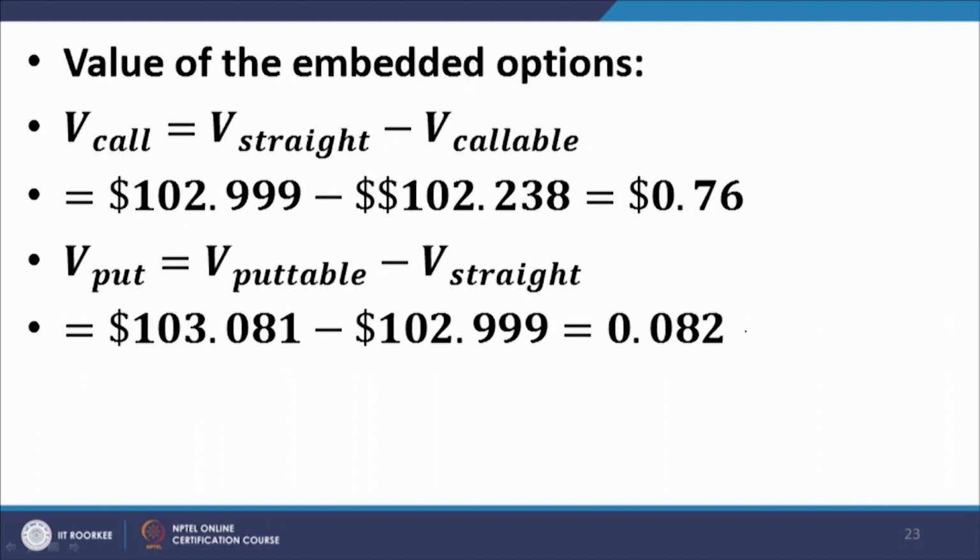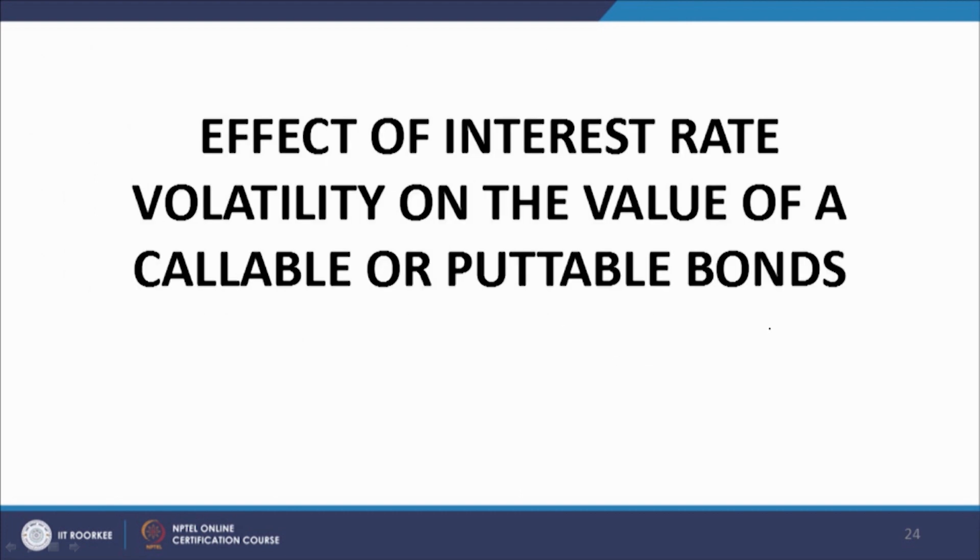We can easily work out the value of the embedded options. As far as the value of the call option is concerned, it is equal to the value of the straight bond minus the value of the callable bond, that turns out to be 0.76, and in the case of a put option, the value of the putable bond minus the value of the straight bond gives you the value of the put option, which turns out to be 0.082. Effect of interest rate volatility on the value of callable or putable bonds.